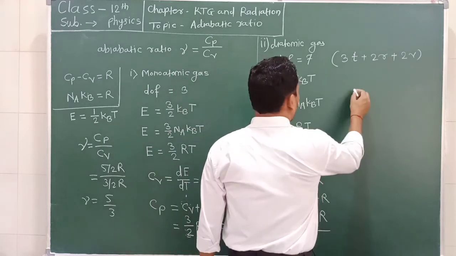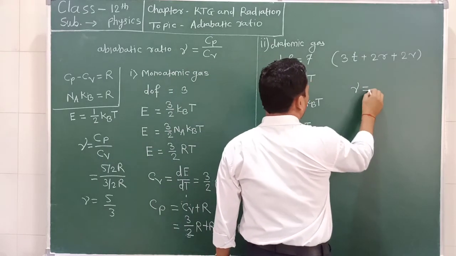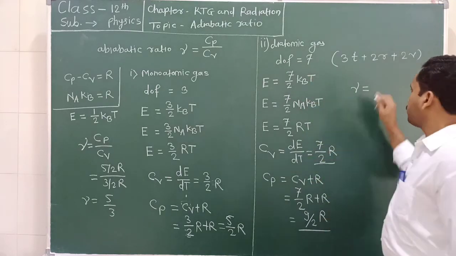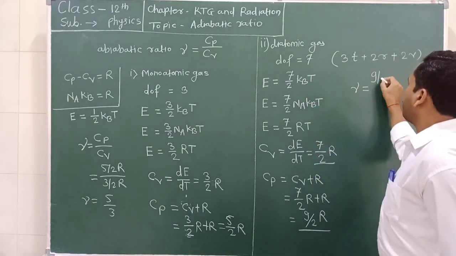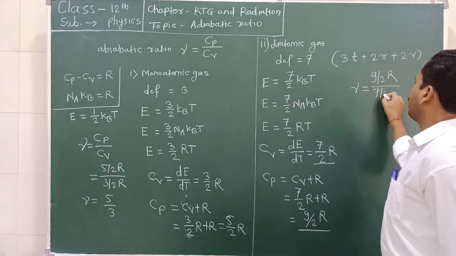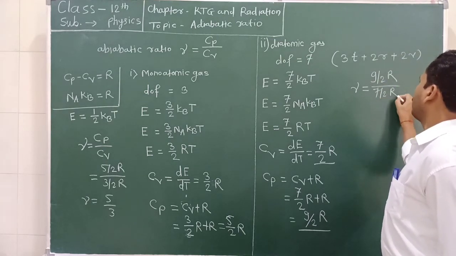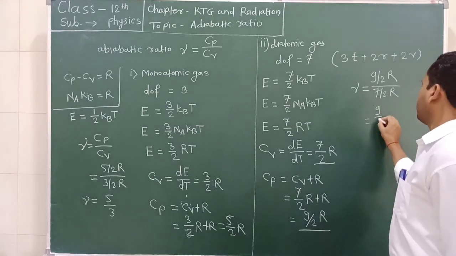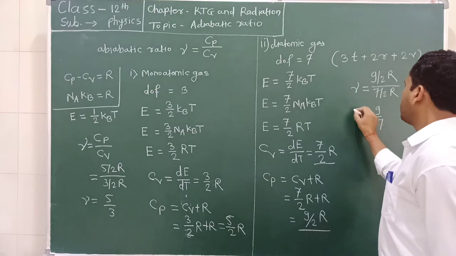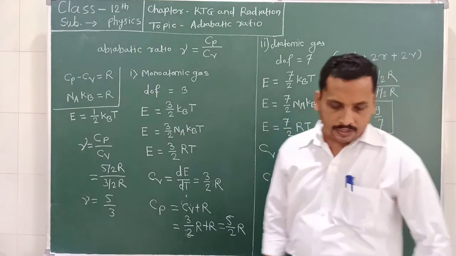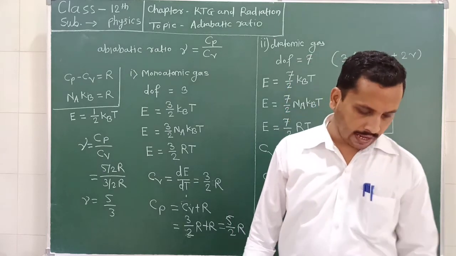So what is the adiabatic ratio for this diatomic gas? Gamma is equal to Cp upon Cv. So we can write here it is equal to 9 by 2 into R, divided by 7 by 2 into R. So we can write here it is equal to 9 by 7. This is the adiabatic ratio for the diatomic gas.